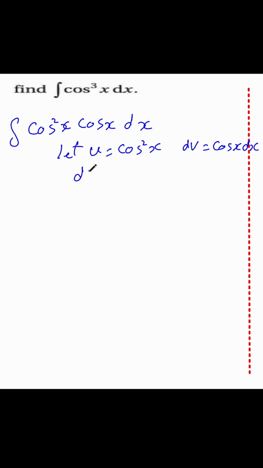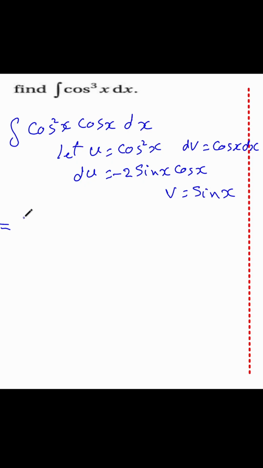du equals, what's the derivative of cosine squared x? The derivative of cosine squared is 2 cosine x times the derivative of cosine x, which is negative sine x. So it will be negative 2 sine x cosine x. Okay, and to find v, you need to integrate cosine x. The integral of cosine x is just sine x.